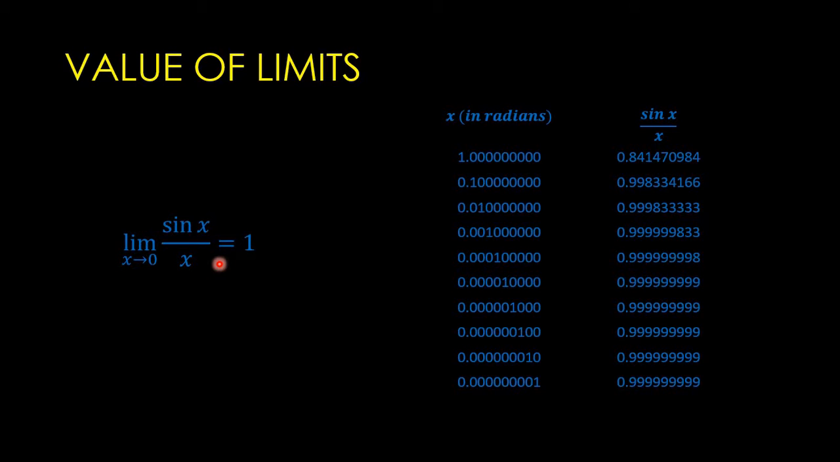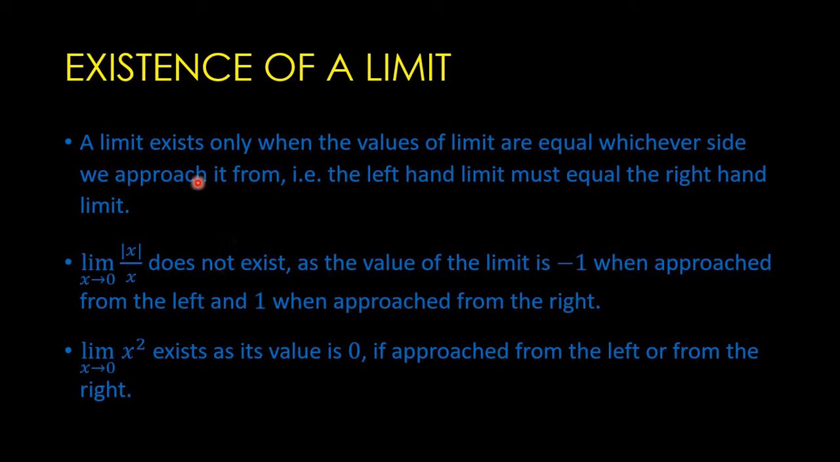Next, for the existence of limits. A limit exists only when values of the limit are equal whichever side we approach it from. The left-hand limit of a function must equal the right-hand limit. For this function, modulus of x by x, limit x tends to 0 does not exist, as the value of the limit is minus 1 when approached from the left side and plus 1 when approached from the right. Limit of x tends to 0 of x square exists as its value is 0 regardless of whether I approach it from the left or from the right.